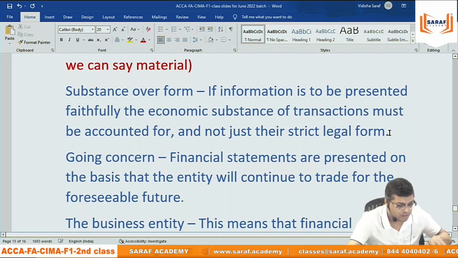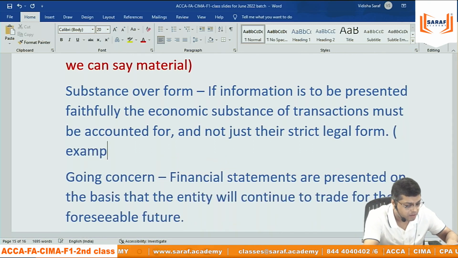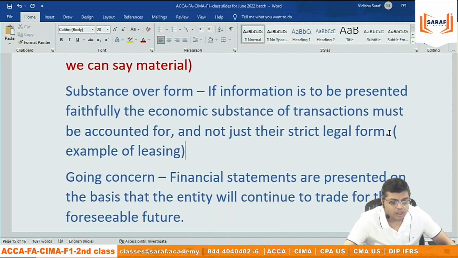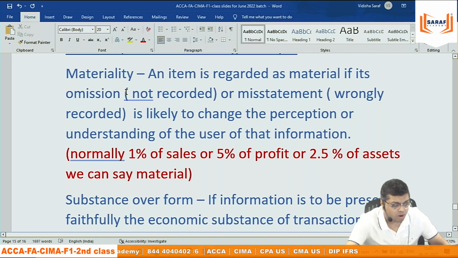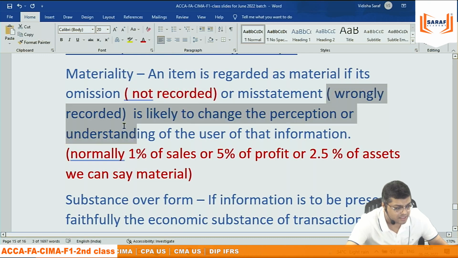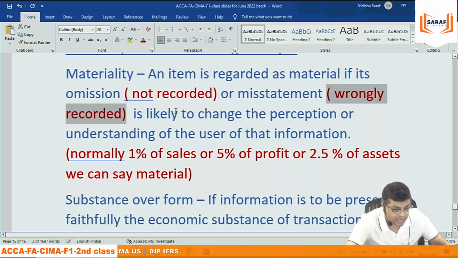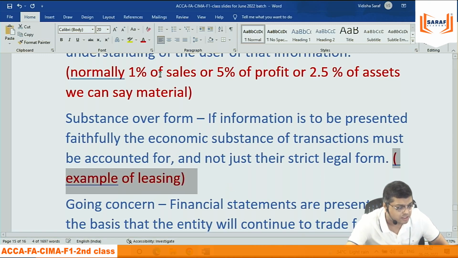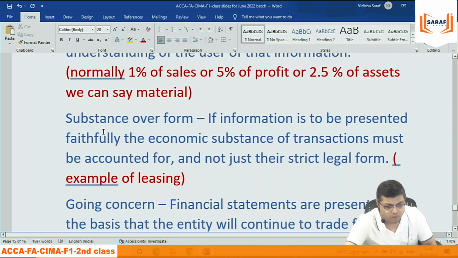Substance over form. Example of leasing. You are not the owner, but still you need to record leased assets as an asset. Because the substance says that it is present, it is giving economic benefit, economic usage, and you already have the control till the time the lease period is there. So that is giving me substance over form. Substance over form means legality is not important. Other aspects we need to consider while recording the transaction.